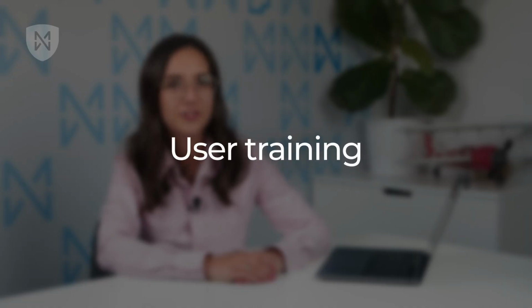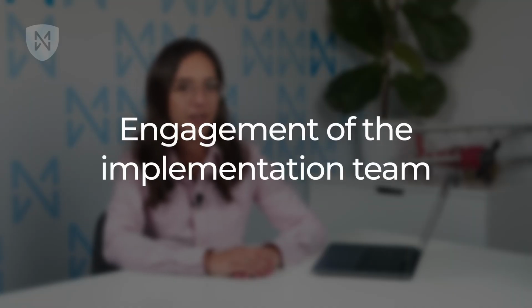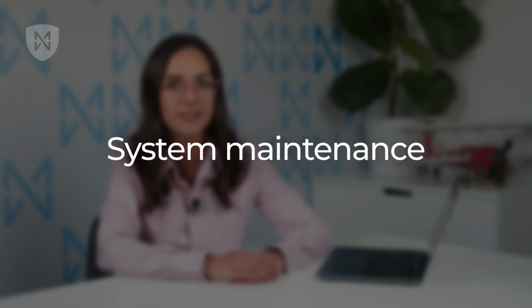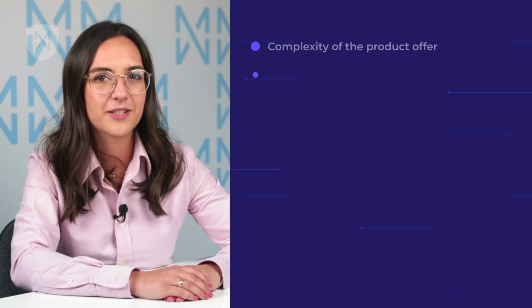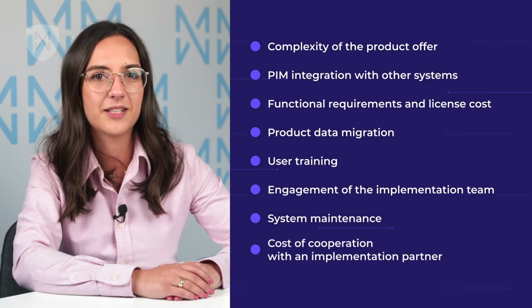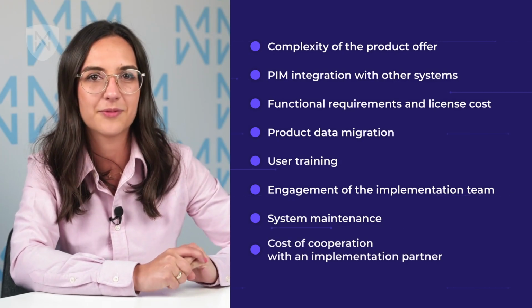user training, which is crucial for later work efficiency, the involvement of the implementation team, which can significantly reduce costs and speed up project delivery, system maintenance, including costs related to ongoing support, updates, and troubleshooting, and the cost of working with an implementation partner, who provides support and ensures the success of the implementation. In our opinion, these elements are the foundation for thoughtful planning and effective cost management when implementing a PIM system.